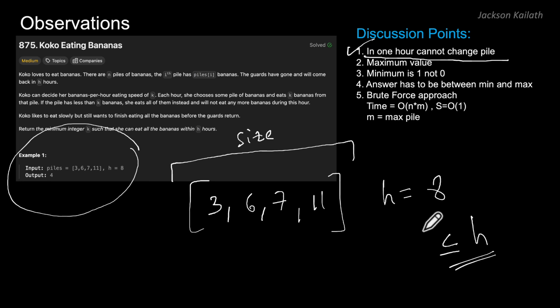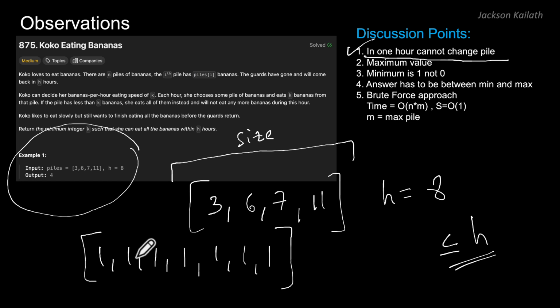Why is that so? Let's just think of an example. Like if you have this array over here, which is the piles array. So there's just 1 banana in each pile and there are a total of 7 piles.